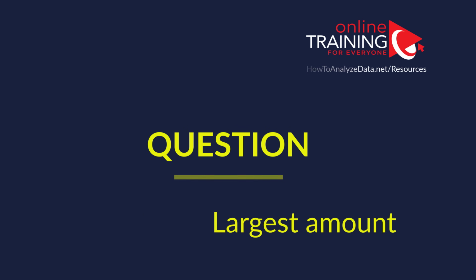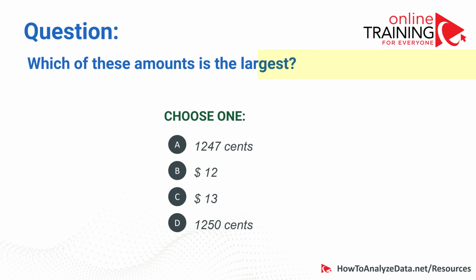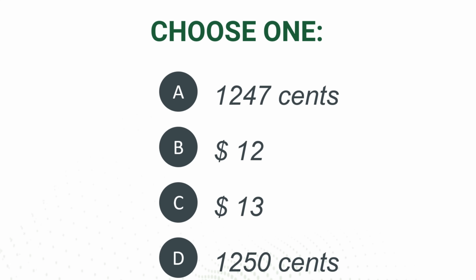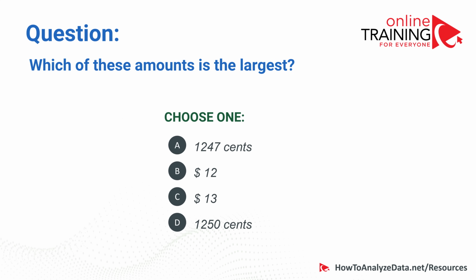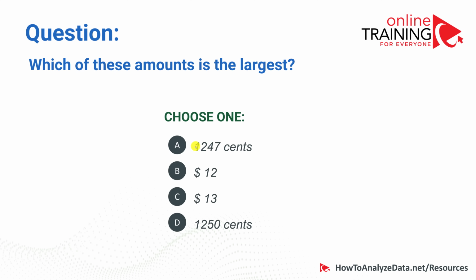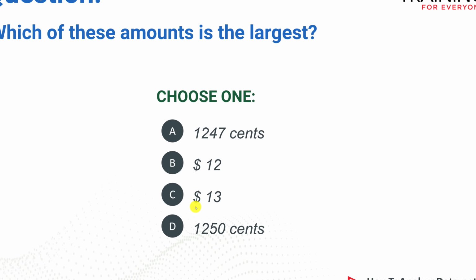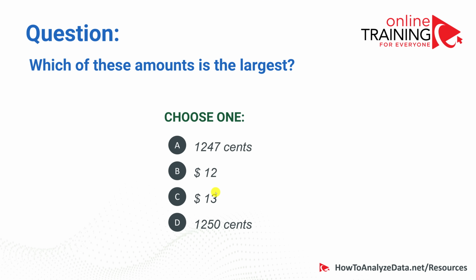Now let's look at the question which you frequently see as part of different aptitude and psychometric tests. Which of these amounts is the largest? $1,247, $12, $13, $1,250. Let's see if you can get this one right. Seems like an obvious choice here, but sometimes people get confused because you see numbers in thousands and then you see numbers in just single and double digits. So the correct answer here is $13. $13 is the largest amount here.